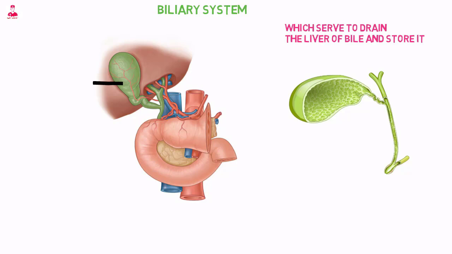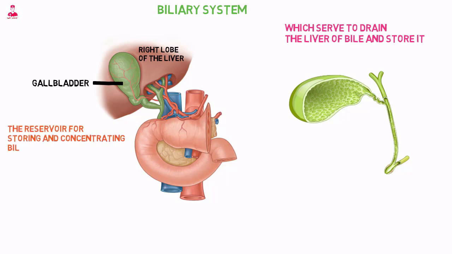The hollow, pear-shaped gallbladder is located in the gallbladder fossa on the anteroinferior portion of the right lobe of the liver, closely associated with the interlobar fissure. It functions as the reservoir for storing and concentrating bile before it is transported to the duodenum.